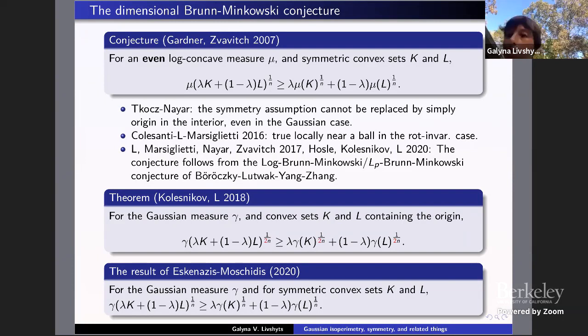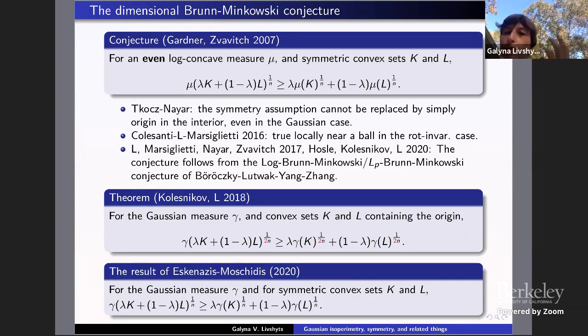Together with Colesanti and Livshyts, we showed that it holds locally near the ball for rotation invariant log-concave measures. Another thing: this question might seem unreasonable in a way. Why should something like this be true for all even log-concave measures? This is ridiculous. Why should it be true? It's not logical at all.